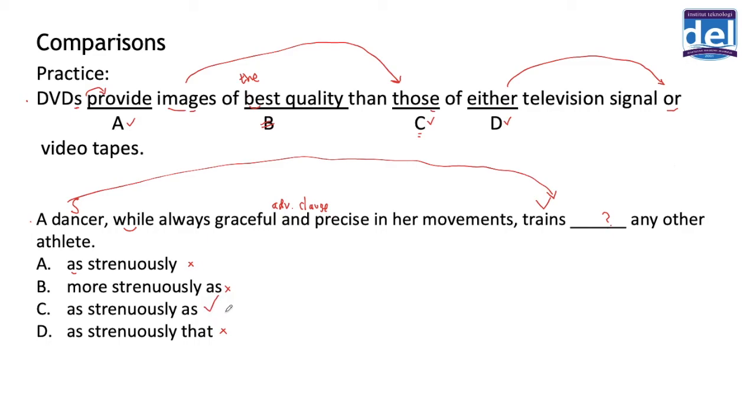Some of you might be asking, why is the answer adverb of manner, strenuously, not adjective? It is because we need something to modify trains. To modify a verb, we need an adverb, not an adjective. So it's clear, yeah?